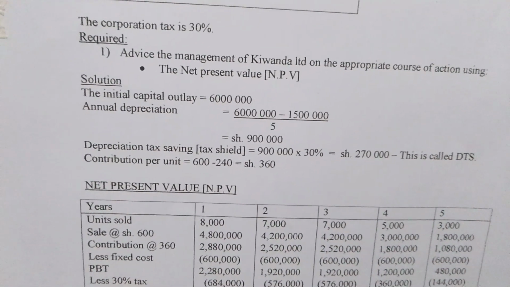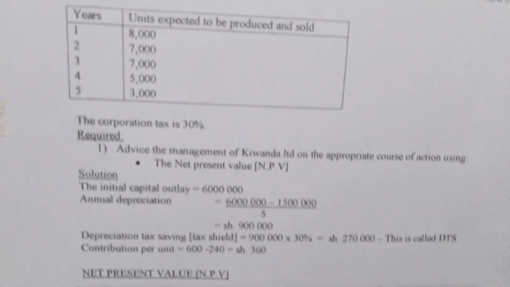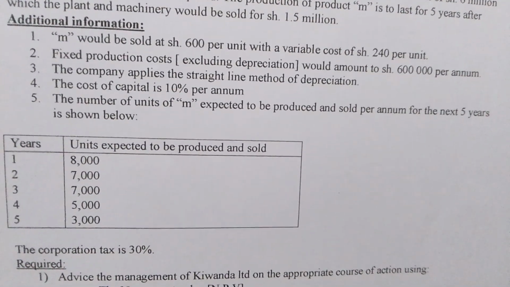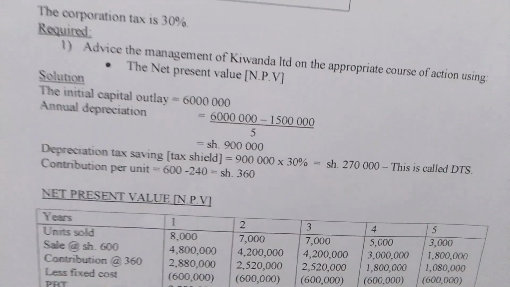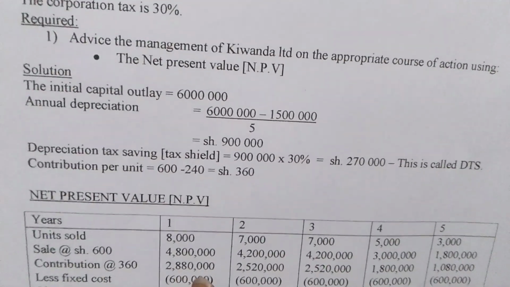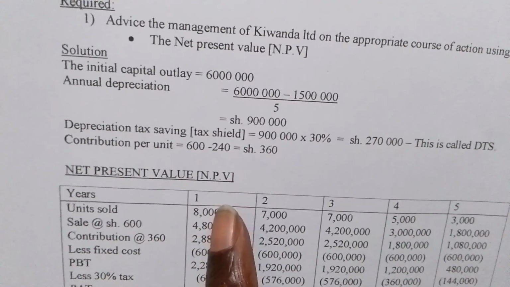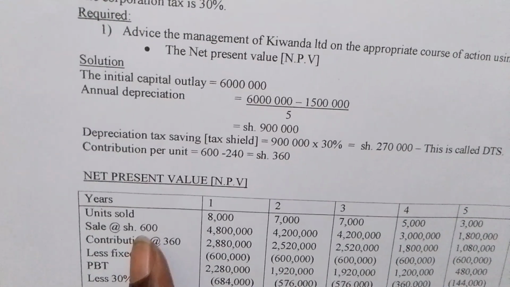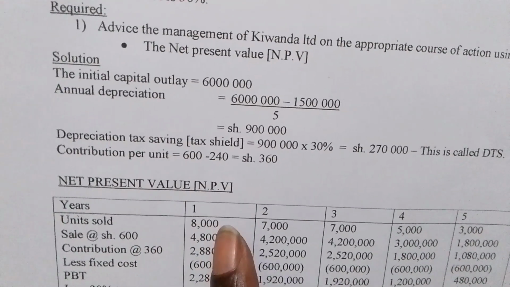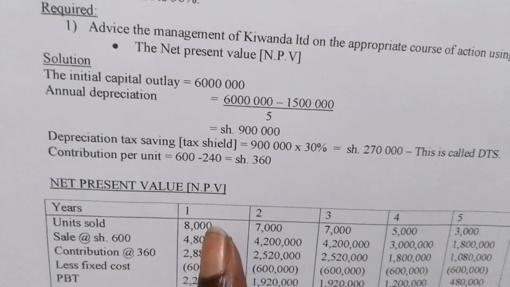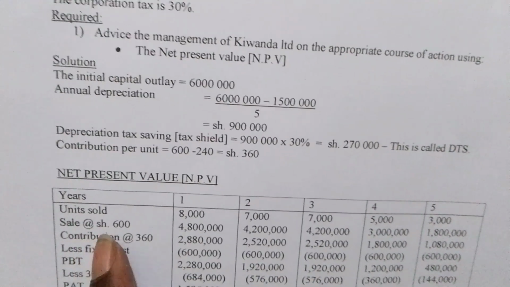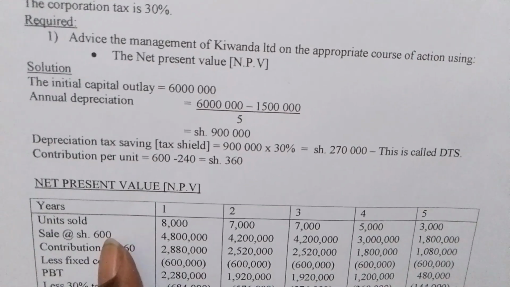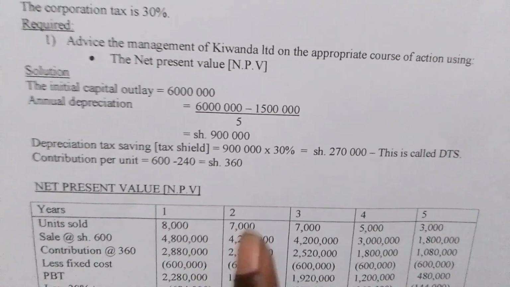Then selling price per unit, we have been told in the additional information number 1 that M would be sold at shilling 600 per unit. So if we want to know the total sales now, we'll be taking the number of units expected to be sold times the selling price per unit. So if we sell 8,000 units and each unit is selling at 600, then the expected sales means the selling price per unit times these units.